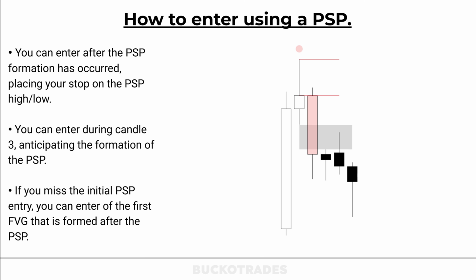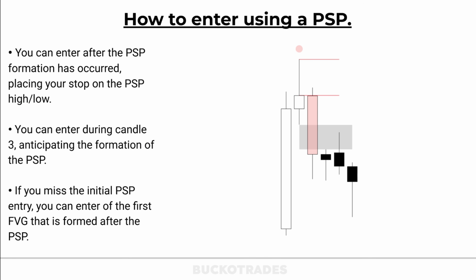You can enter during candle 3, anticipating the formation of the PSP. If you miss the initial PSP entry, you can enter off the first fair value gap that is formed after the PSP. So within the example on the right, you can see once that PSP is formed, that third candle of the swing formation traded back into that PSP wick before then trading away from it. So that is how you would trade candle 3.